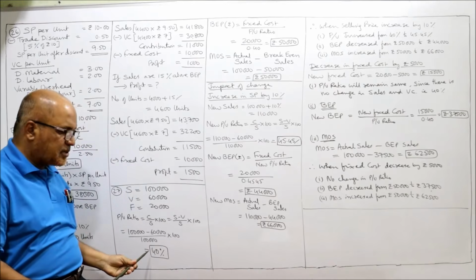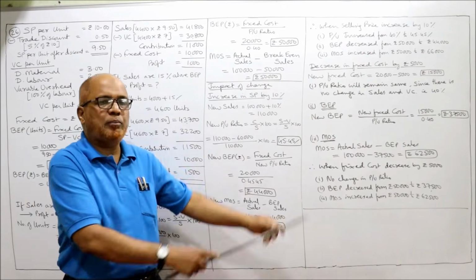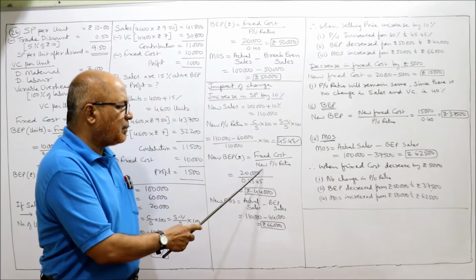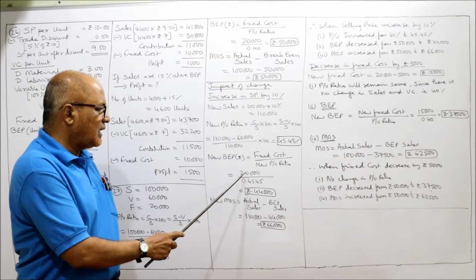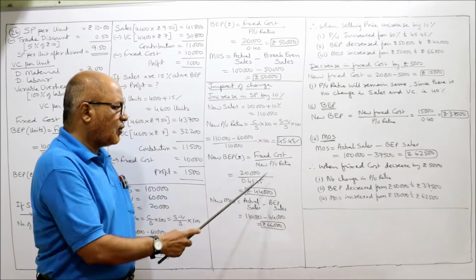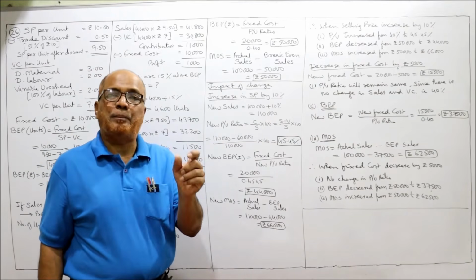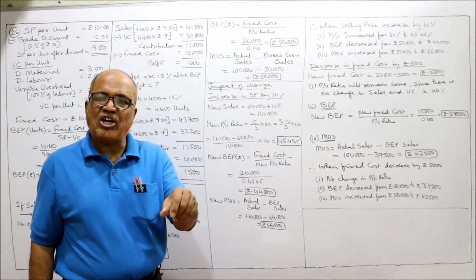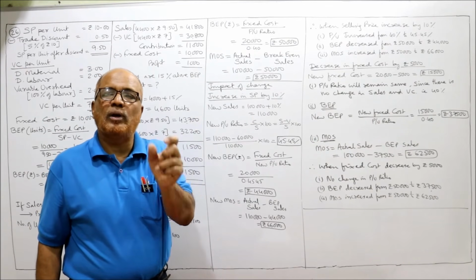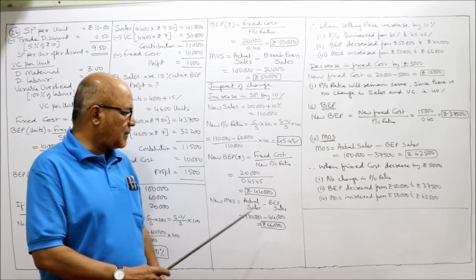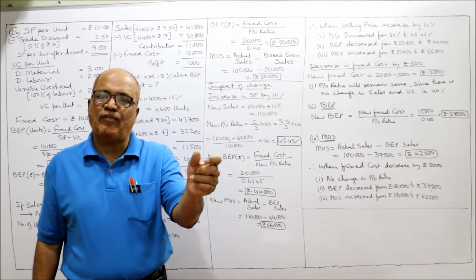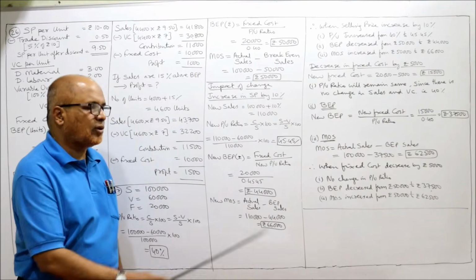When selling price increased by 10%, our PV ratio increased. Earlier PV ratio was 40%. Now PV ratio has become 45.45. New BEP. New fixed cost divided by new PV ratio. Fixed cost is 20,000 given in the problem. No change. New PV ratio 0.4545, actually 45.45%. If you want in fraction, divide 45.45 by 100. You will get 0.454545 like that. So 20,000 divided by 0.454545, like that continuously, you will get 44,000.